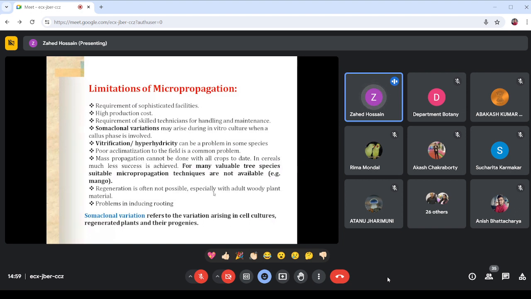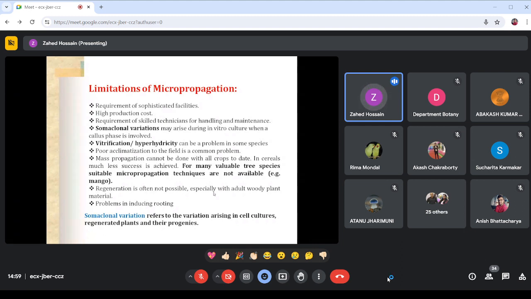But there are certain limitations. Just like plant tissue culture, it requires a sophisticated facility and has a high production cost, unless you are doing large production. If you do large production, then the cost of each plant would be reduced. And it requires a skilled technician. But somaclonal variation is basically a problem. Somaclonal variation, as I mentioned, is a variation that suddenly arises; it's basically a spontaneous mutation that leads to a change in the genetic composition.